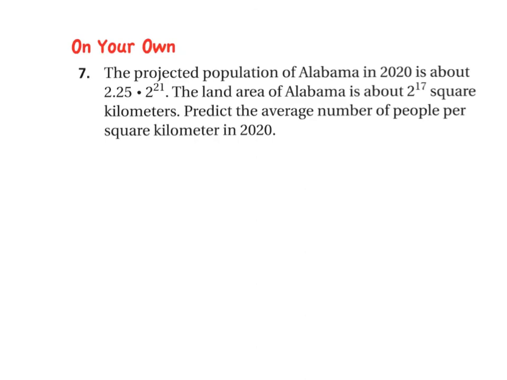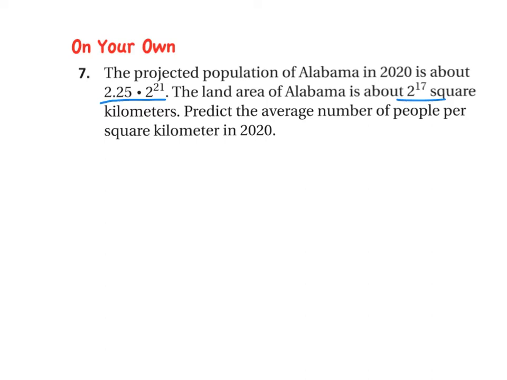All right, I think we have one more on your own. For on your own number 7, we're doing the exact same thing we just did on the last example, so maybe keep your journals open. This one's talking about Alabama. The projected population of Alabama in 2020 is about 2.25 times 2 to the 21st power. Okay, so you know you're going to need that number. The land area of Alabama is about 2 to the power of 17 square kilometers. Predict the average number of people per square kilometer.